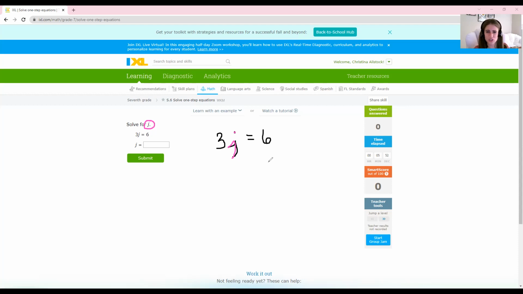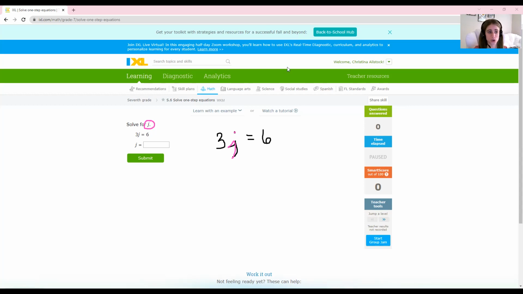Well, what's the operation? What's going on between the 3 and the J? Remember that when you have a number and a variable side by side like that, that is one of the ways we can show multiplication. We currently have 3 times J. When we solve equations, when we're trying to move something to the other side, we always do the inverse. What is the inverse of multiplication?